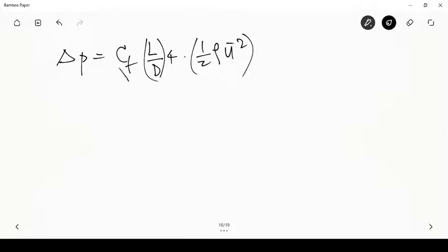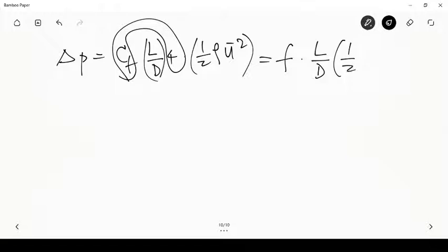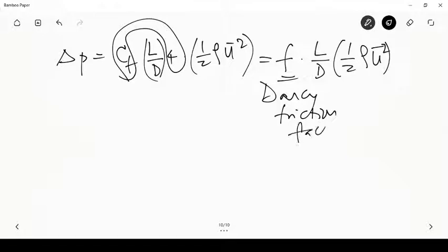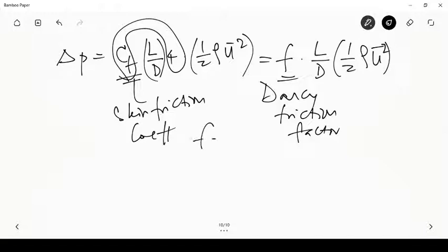Since this 4 Cf can be written as f, it can be written as f into L by d into half rho u bar square. So this is the expression for pressure drop that you would normally get, where this f is called the friction factor, called the Darcy friction factor. Well, this Cf is called the skin friction coefficient. And the relationship between those two is that F is 4 times Cf.